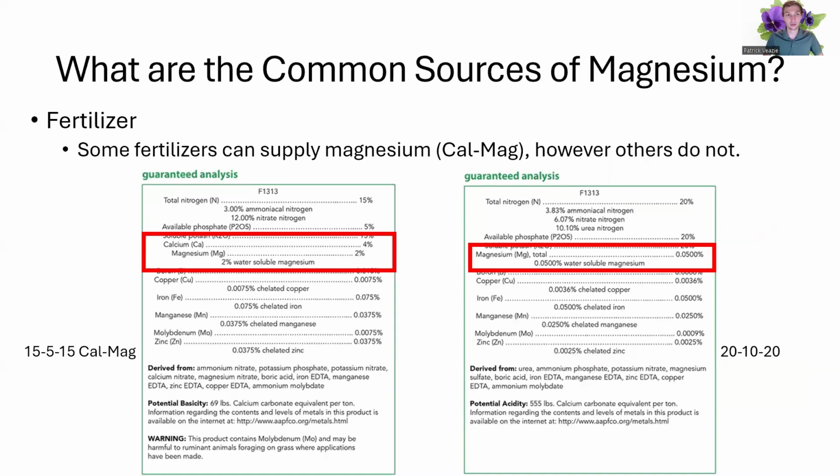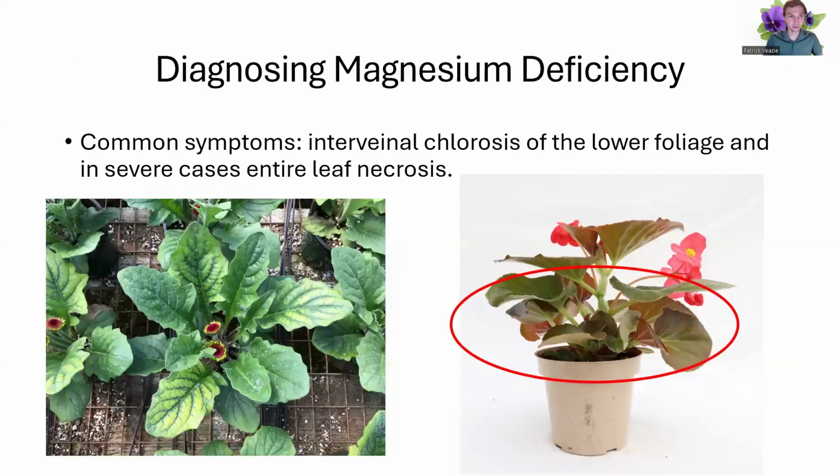And then fertilizers. So some fertilizers like this 15-5-15 can supply enough magnesium, such as shown here on the bag, which is 2% soluble magnesium. And then compare to this 20-10-20 where it's supplied, but it's in very low percentages, not enough for that crop to make it through the season.